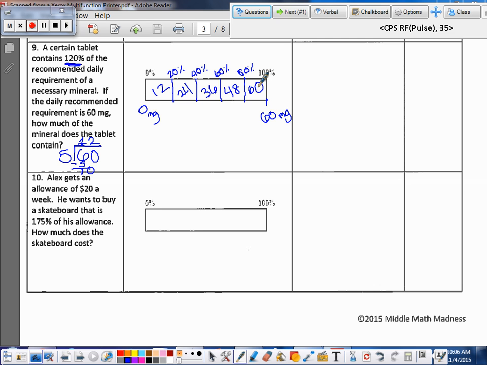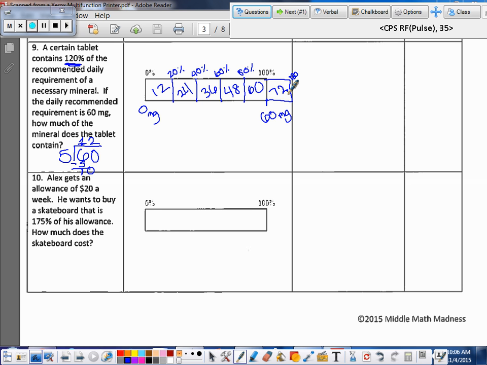How would I show that with this picture then? Go 6 boxes. So add one more box of what percent? Of 20%. So now I'm at 120%. And what would my next milligram amount be then? I went 12, 24, 36, 48, 60. Add 12 more, 72 milligrams.